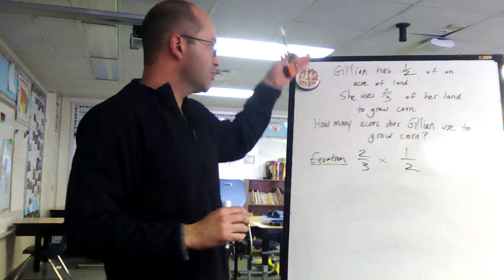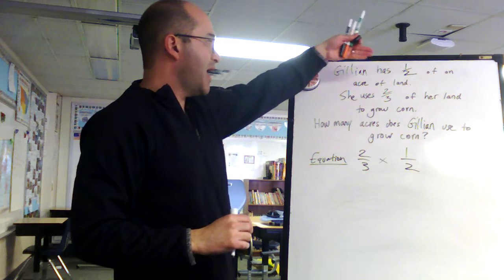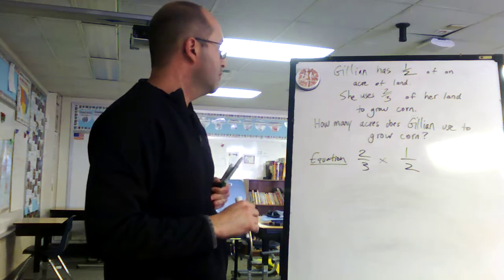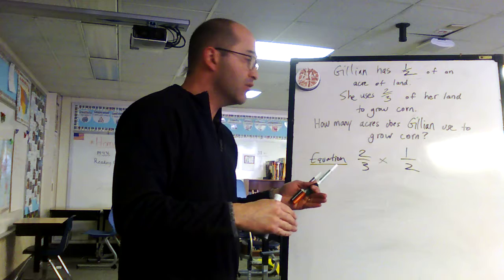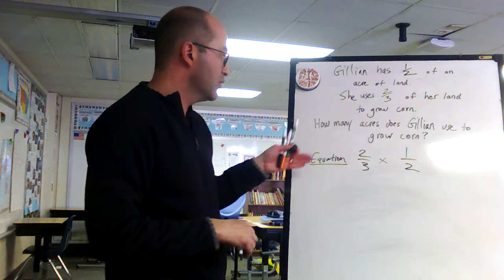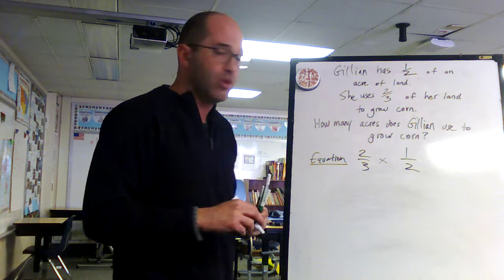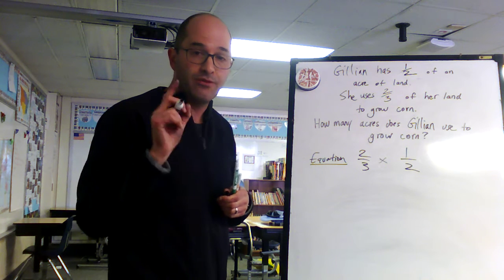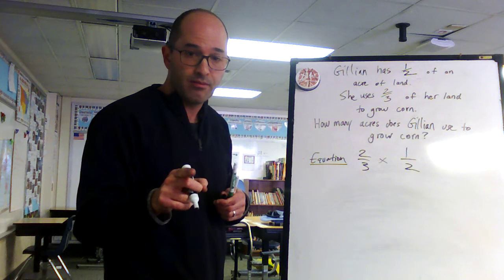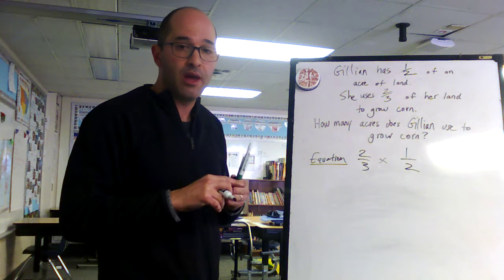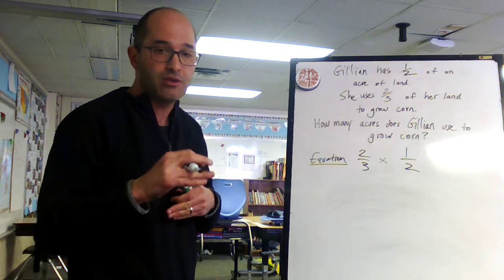So boys and girls, we know she owns 1/2 of an acre of land. She uses 2/3 of her land. "Of" means multiply, so the equation will be 2/3 of, times, 1/2. And boys and girls, I want to see if you guys can solve this problem. So this is the Edpuzzle problem. Find out what is 2/3 of 1/2.